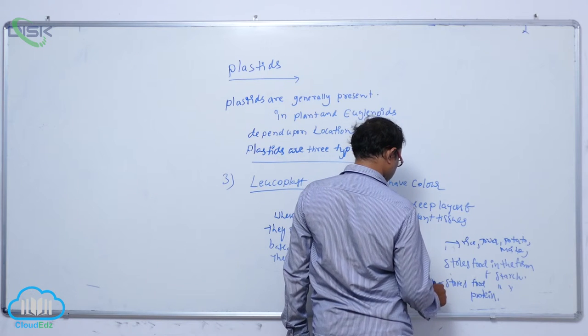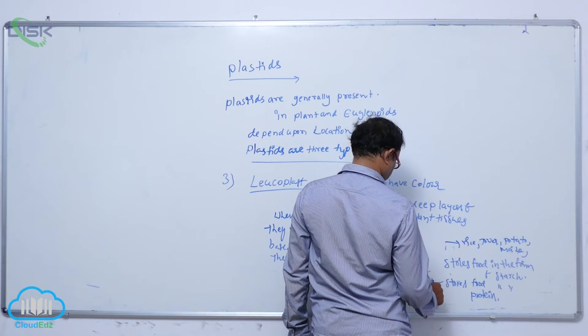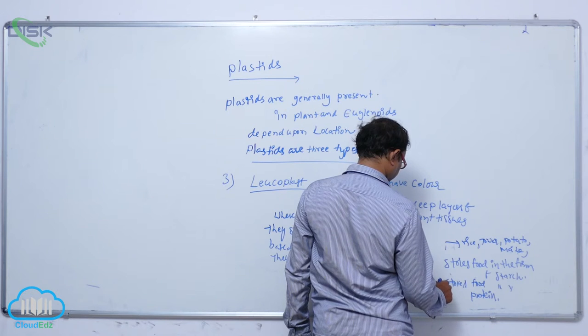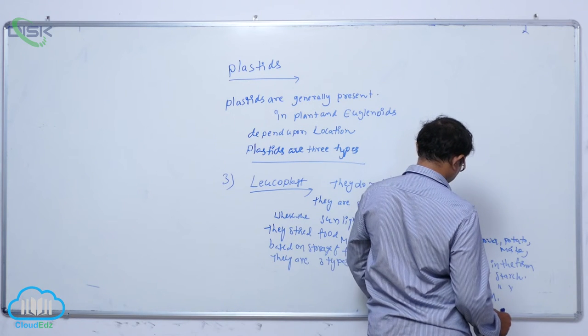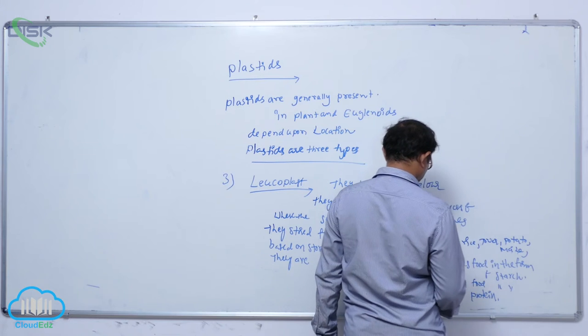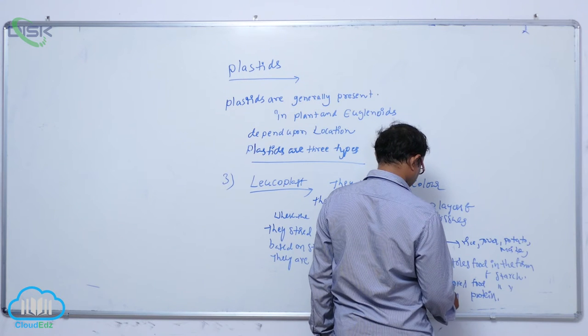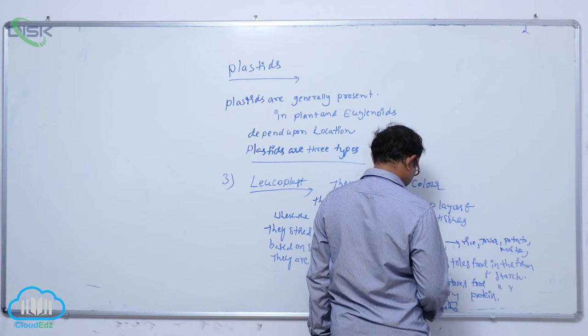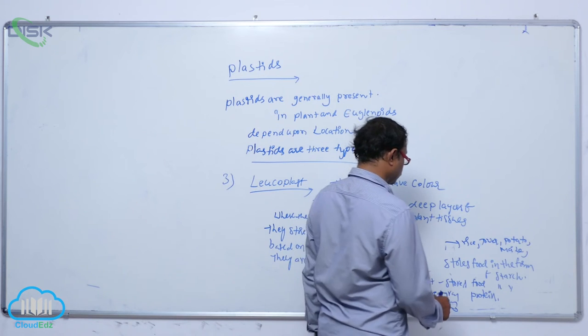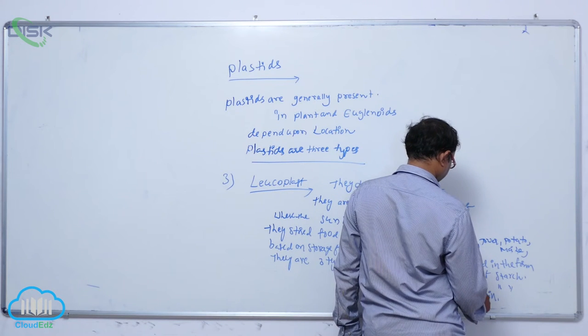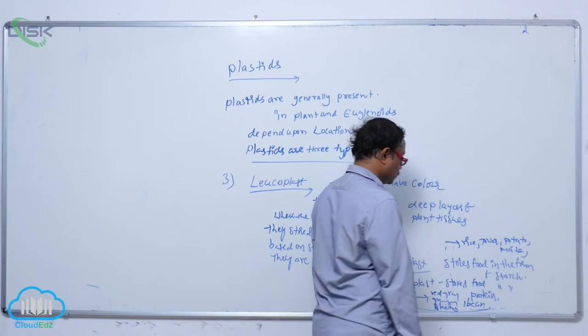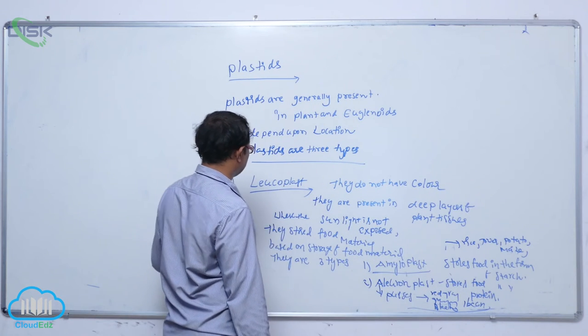Groundnut, red grams, green grams, black grams. So all these pulses store food in the form of protein, and also beans.